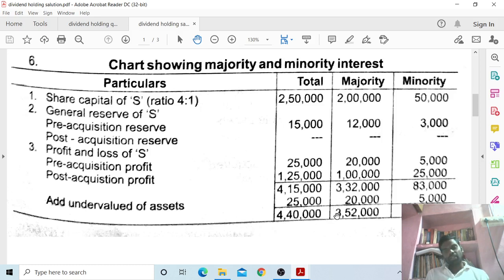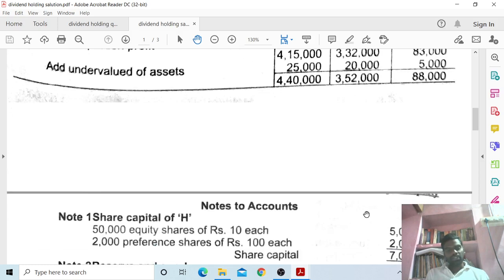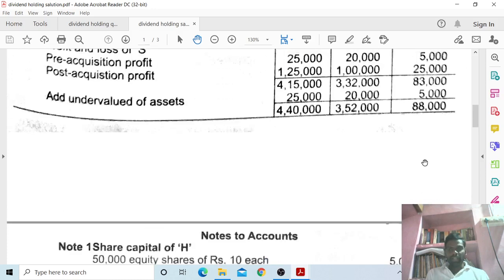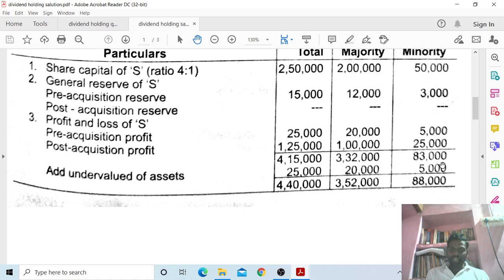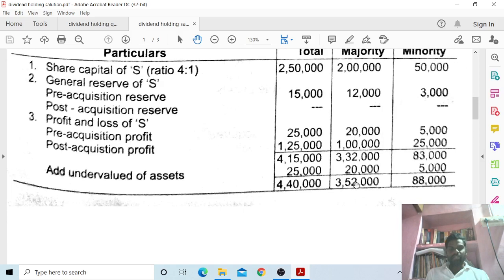3,32,000 plus 20,000, you have to add it in the 4:1 ratio, so I have to take 3,52,000. Next, 83,000 plus 5,000 added, so 88,000. So this is the minority chart, this is the minority interest.